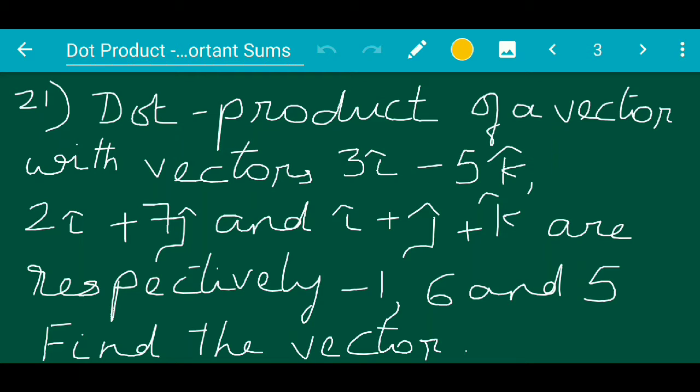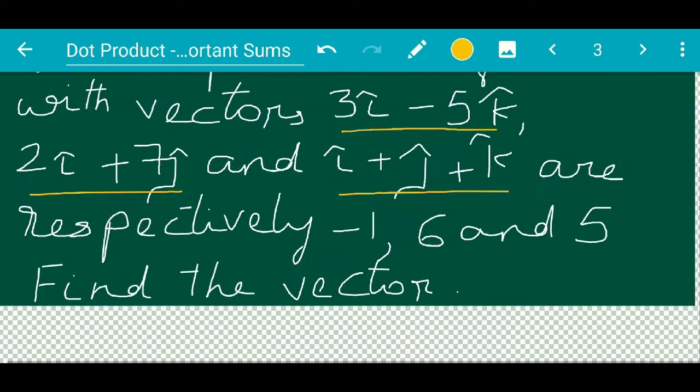Find the vector. That means there is a vector. When we take the dot product of this vector with all these three vectors, these are three vectors which are given, when we find the dot product of this particular vector with these three vectors, we get the answer as -1, 6 and 5. So we have to find that particular vector that is there.